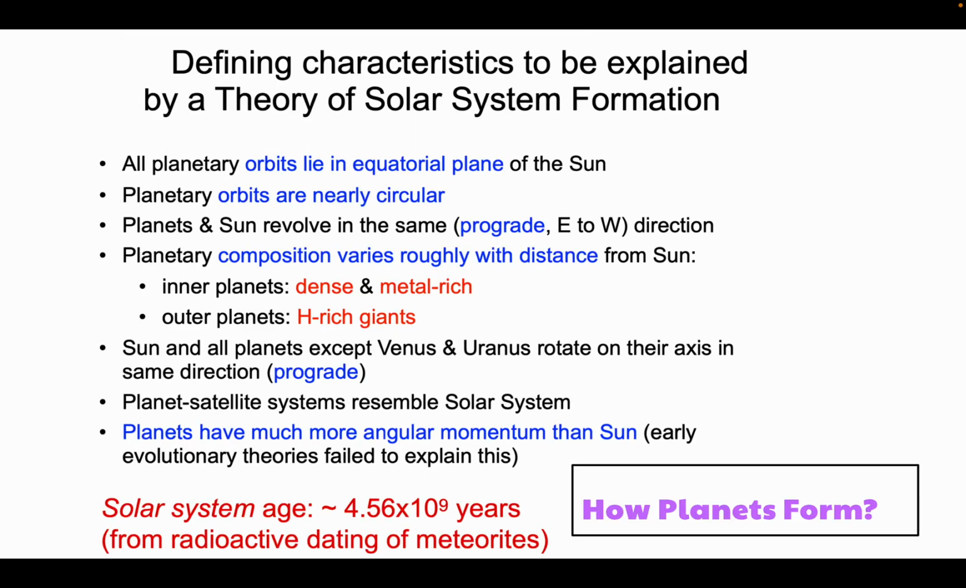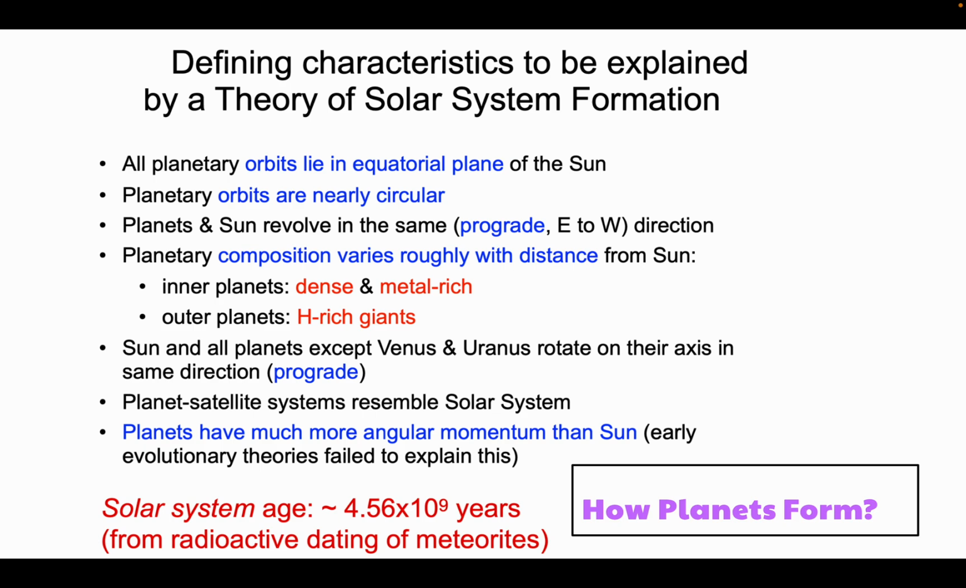So now one of the main questions in your mind will be how the planets form. There are a few things that have been observed in our solar system. They are defining characteristics to be explained by the theory of solar system formation. These characteristics are as follows.